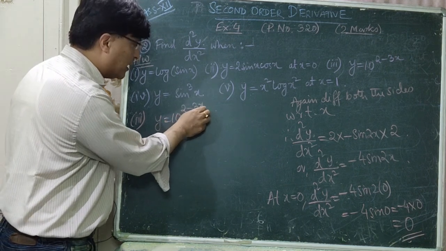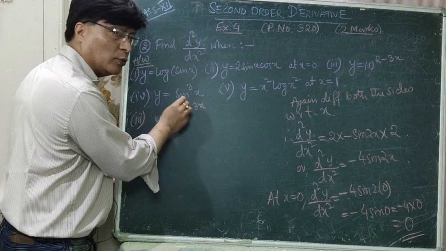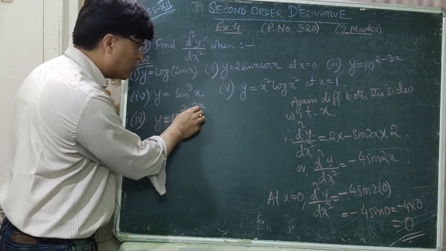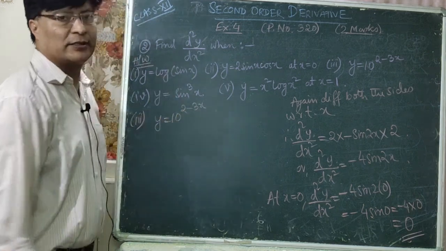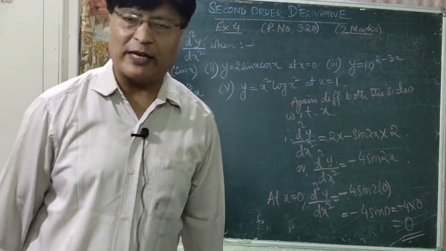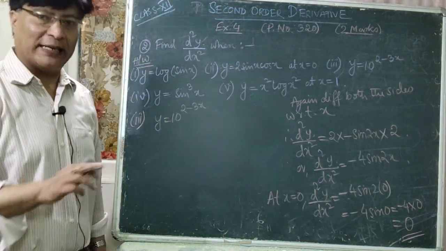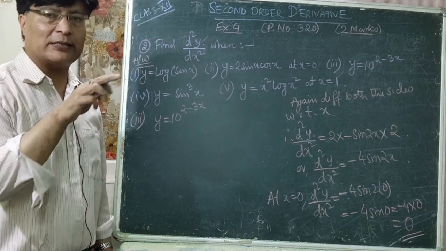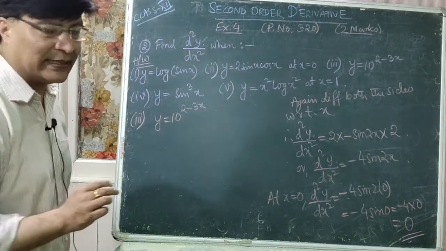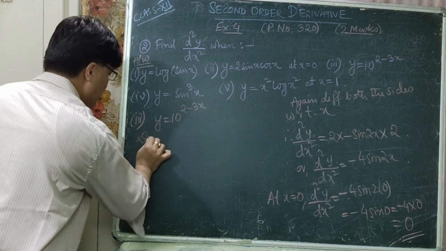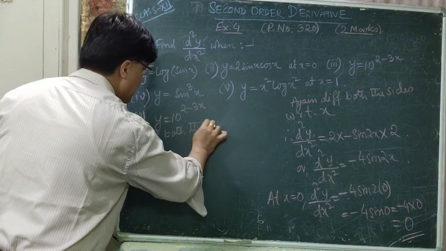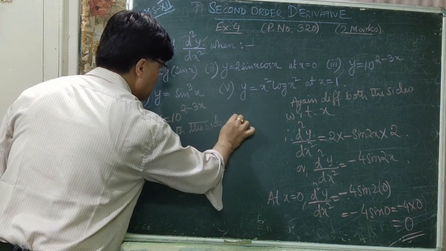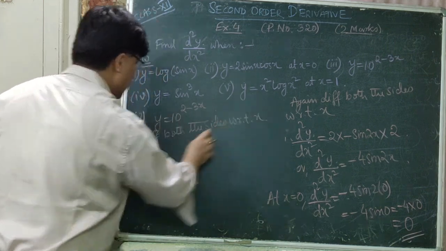And here 2 minus 3x. X is the variable which is in the power. So 2 minus 3x, you should take it as x. So it is in the form a to the power x. So what is the differentiation of a to the power x with respect to x? It is a to the power x into log a base e. Right? So here you should write differentiating both the sides with respect to x.